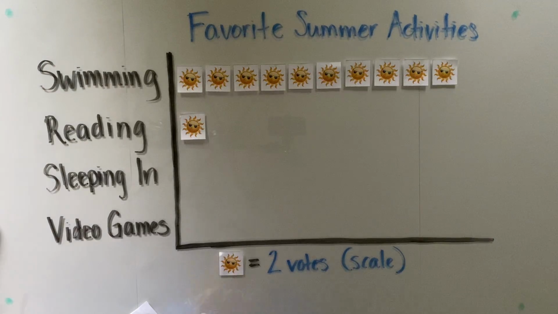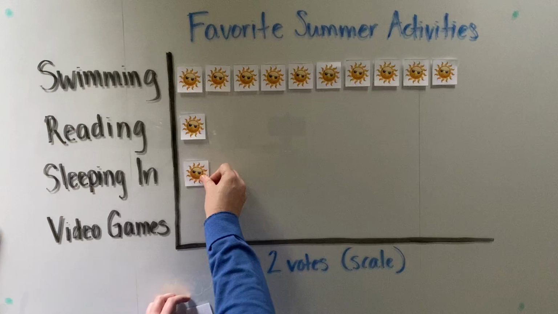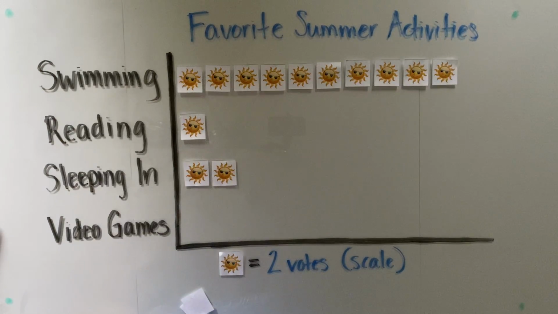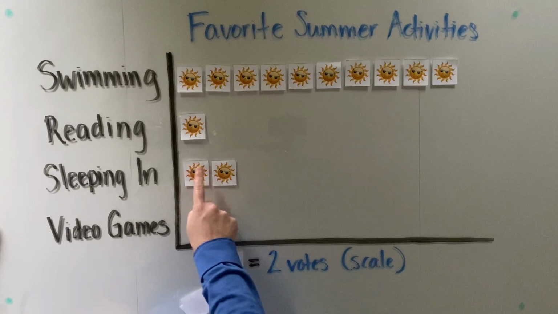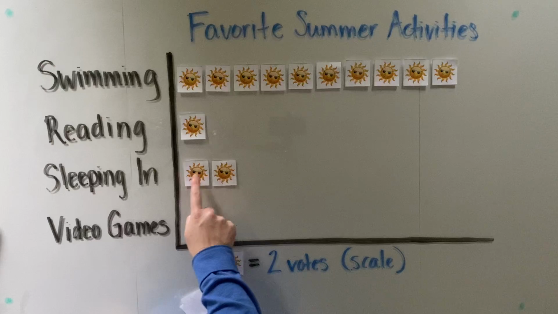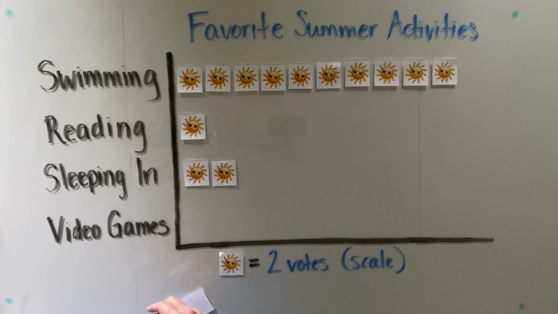All right, sleeping in, 4 votes. So I'm gonna skip count by 2 to show my 4 votes. There's 2 votes, 4 votes. 2 times 2 equals 4. 2, 4.